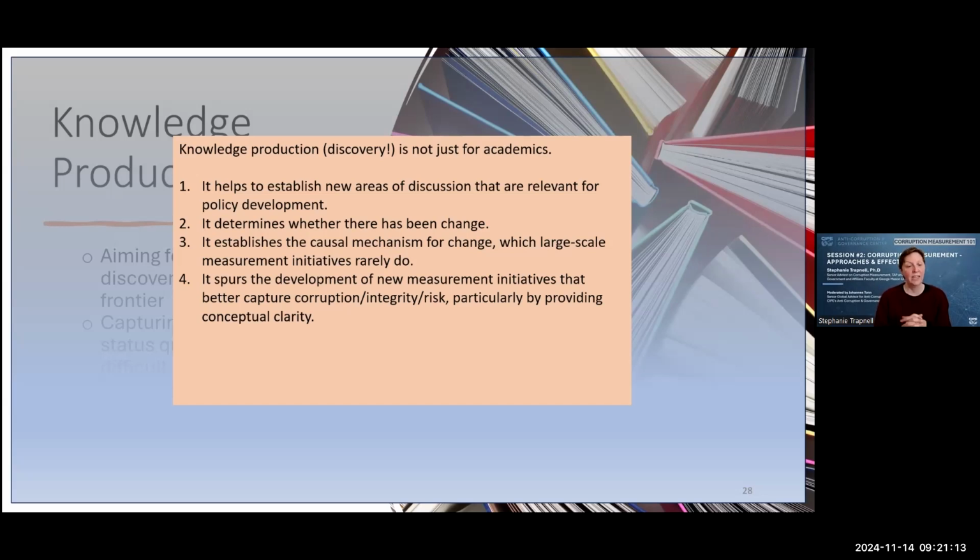And lastly, this goal of knowledge production spurs the development of new measurement initiatives that better capture corruption, integrity, or risk by providing conceptual clarity. And Paul talked about this last week. It's so important to understand what you're measuring. And if you're trying to do something new, to be very, very clear about what you're doing and what your results are. Super important. So these are the 4 general goals.